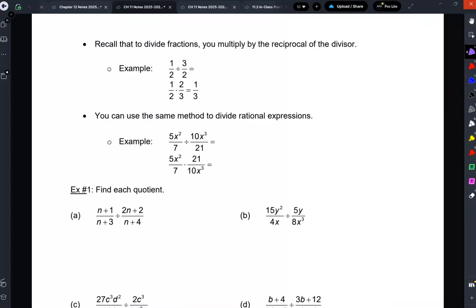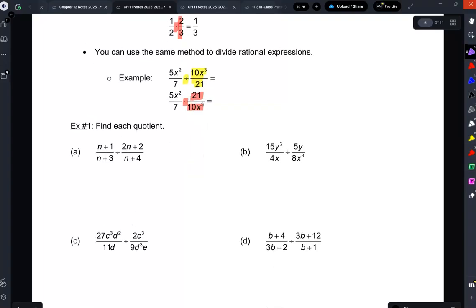Next, let's do dividing. Okay. So we remember how to divide regular fractions, right? If you have divided by 3 over 2, you make it times and you take the reciprocal. Yeah? So here, look, I have divided by this. I make it times the reciprocal. And so now I can do the operation just like before. So this will be 5 times 21, x squared, 7 times 10, x cubed. So go ahead and reduce that, but don't call out the answer.